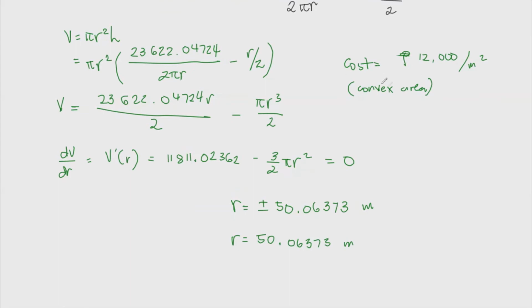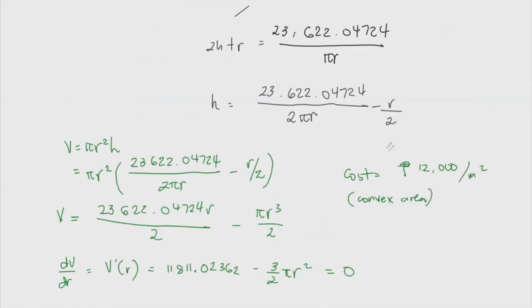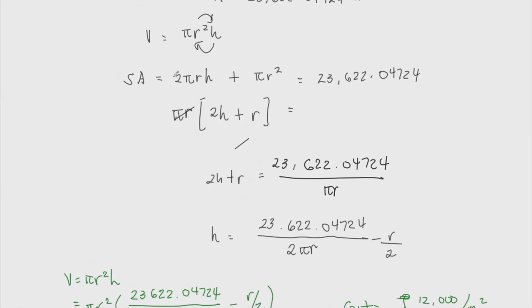So we need to find the total convex area, and then we multiply that with 12,000, so that will probably be the cost of this fabrication. The convex area will be coming from this 2 pi r h, because this one is the convex and this is the base.